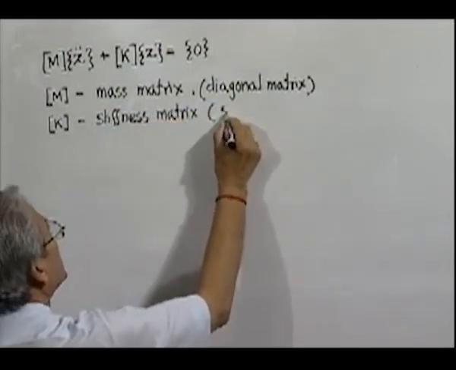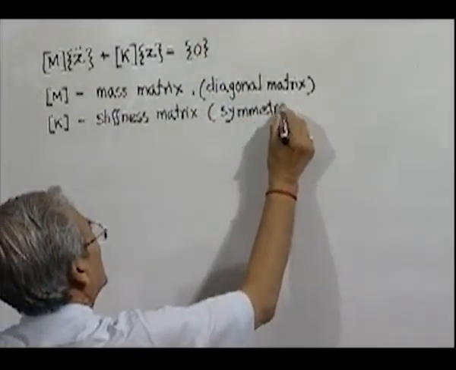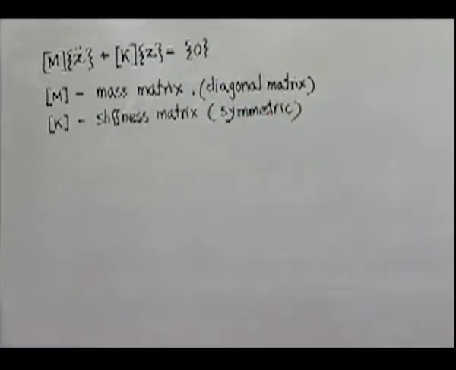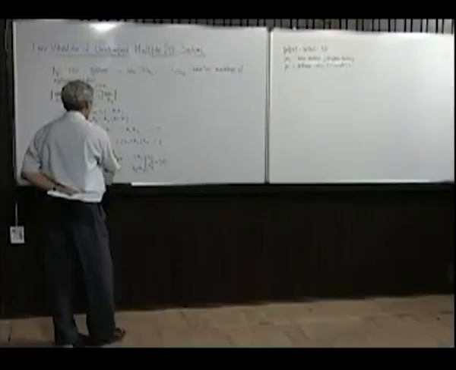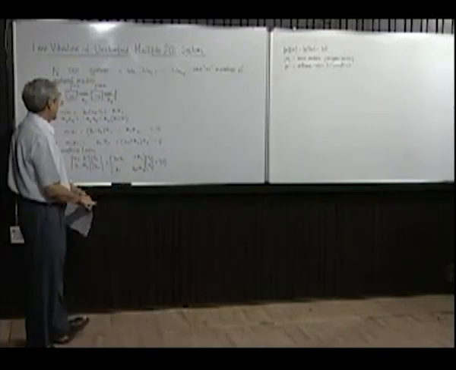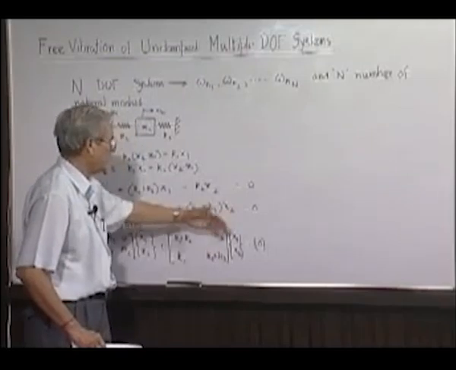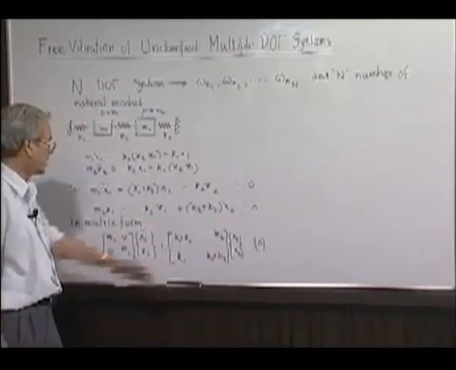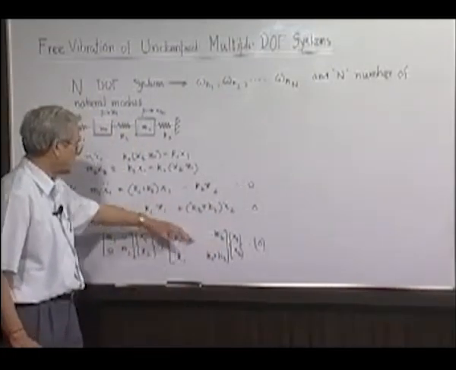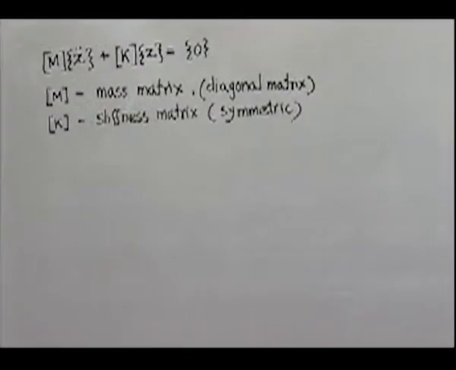This will always be a symmetric matrix. A diagonal matrix also, of course, is a symmetric matrix, because all off-diagonal terms are 0. Here the off-diagonal terms are symmetric. That means the half of the matrix above the diagonal will be the same as the terms in the locations below the diagonal. So, this is a general characteristic of all multiple degree of freedom systems.